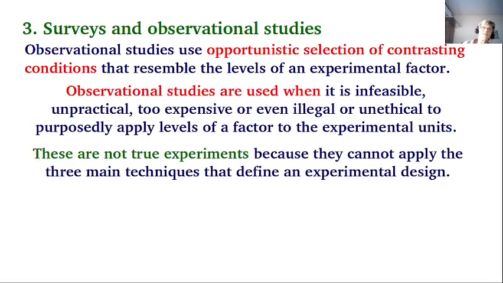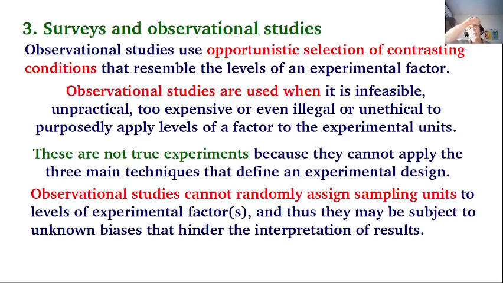These are not true experiments because surveys and observational studies do not apply the three main techniques that we discussed in the previous slide. So the main issue here is that observational studies cannot randomly assign the sampling or experimental units to levels of the experimental factor or factors that we are manipulating, and therefore these observational studies or surveys may be subject to unknown biases that hinder the interpretation of results.